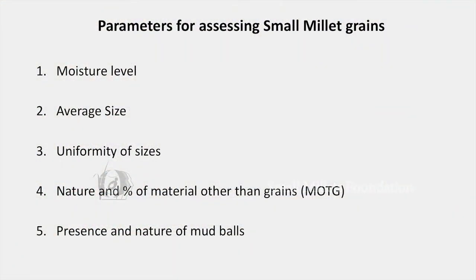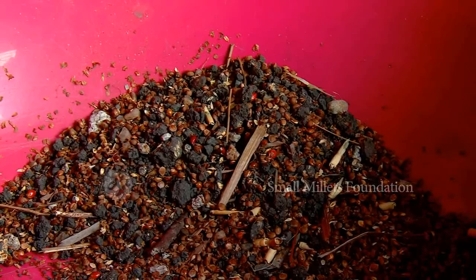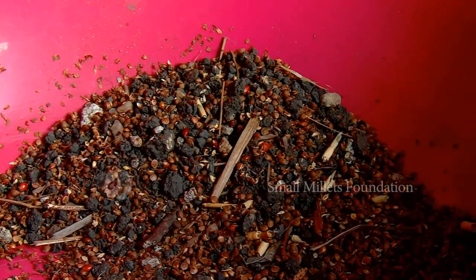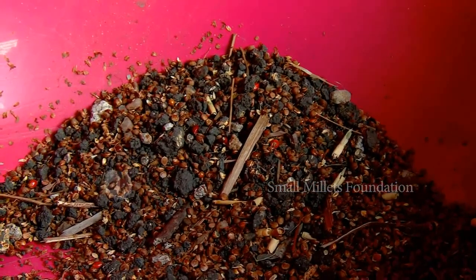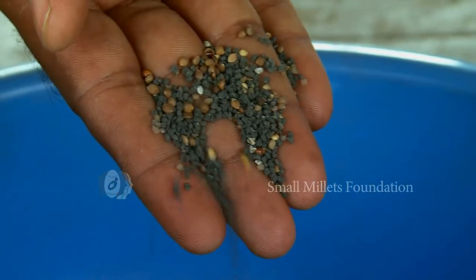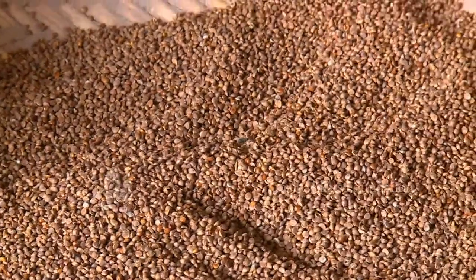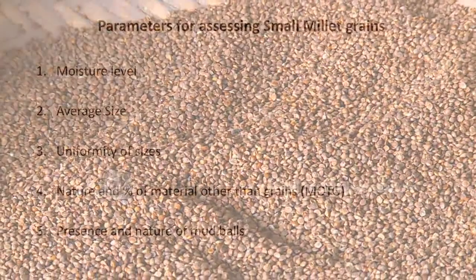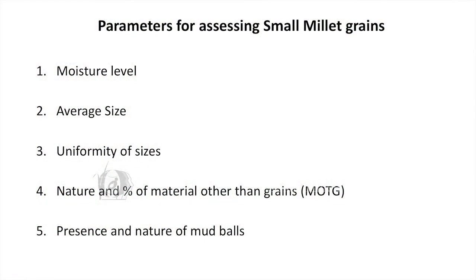Presence and nature of mud balls. The presence of mud balls is a major concern in processing. In particular, the mud balls that get mixed up with grains coming from clay-rich black soils erode and reshape as they interact with the metal surfaces and the grains during the processing. One needs to ensure the quality of the material entering the processing.